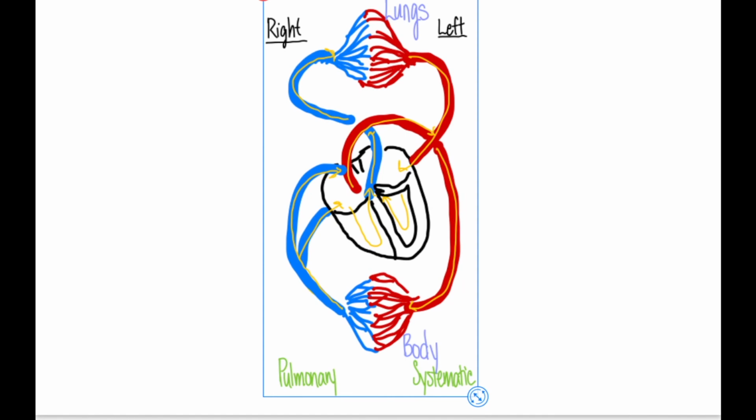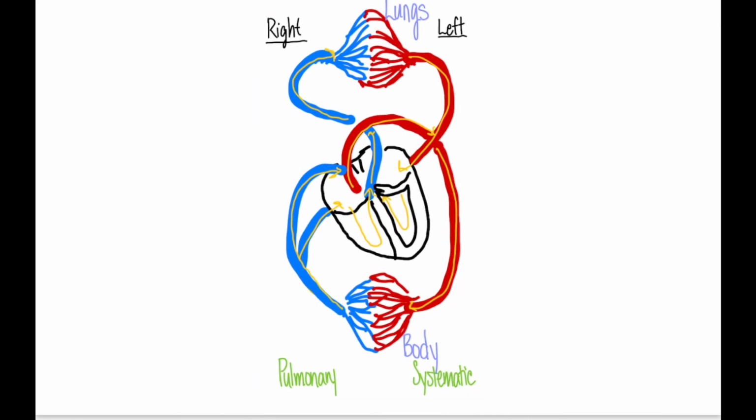So the deoxygenated blood is going to leave the heart to go to the lungs. It will then become oxygenated, re-enter the heart, and then go to the body, and then you'll create deoxygenated blood, which will then go back through the heart, and essentially it's just a cycle going over and over and over again.